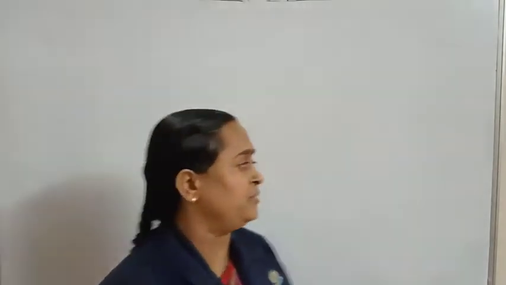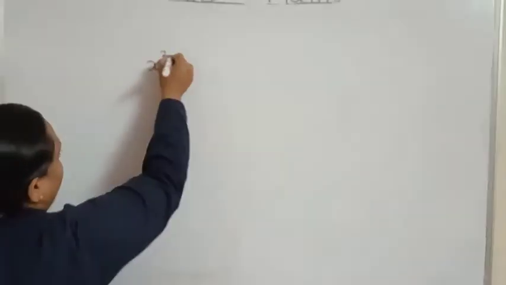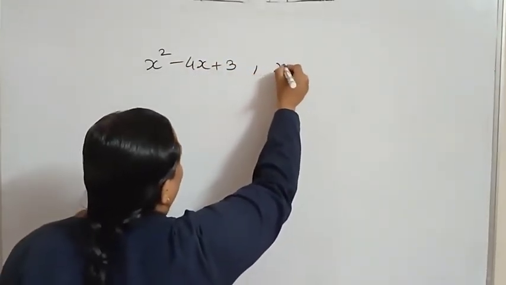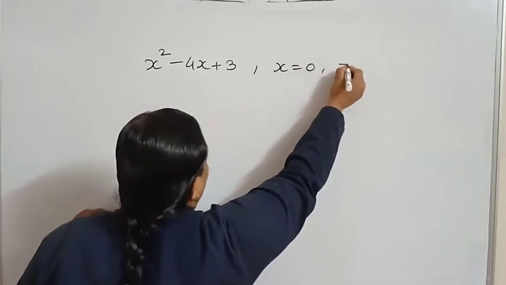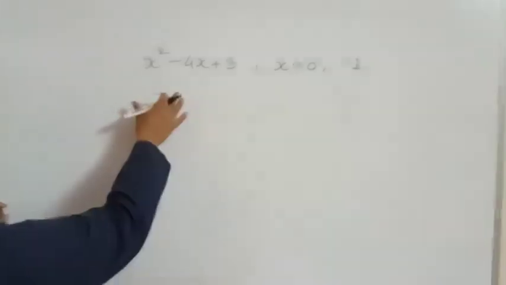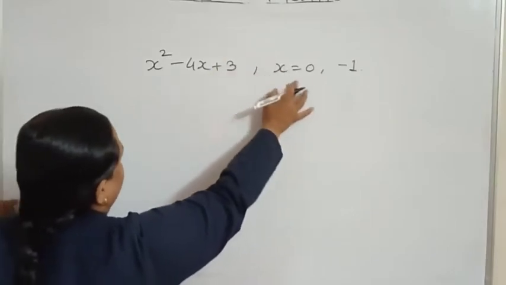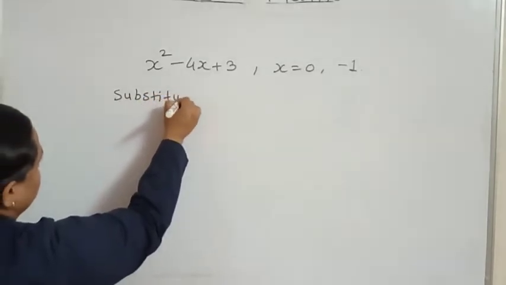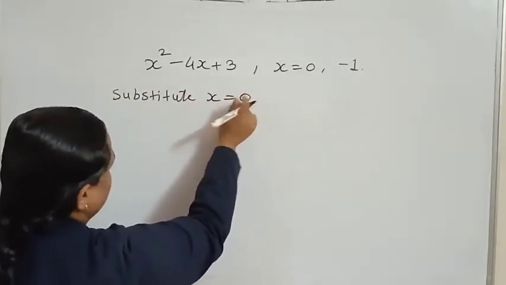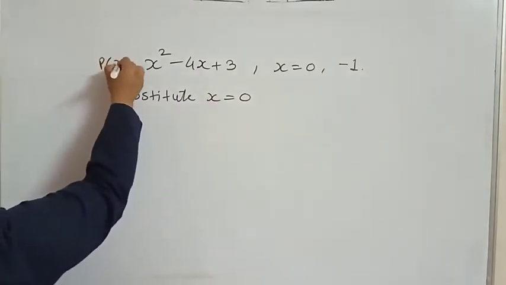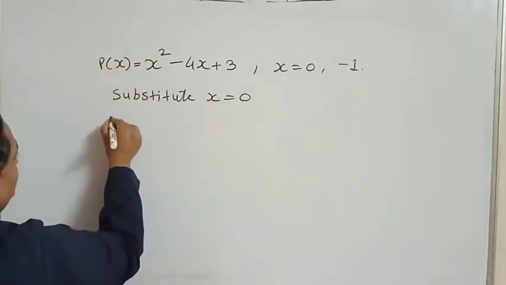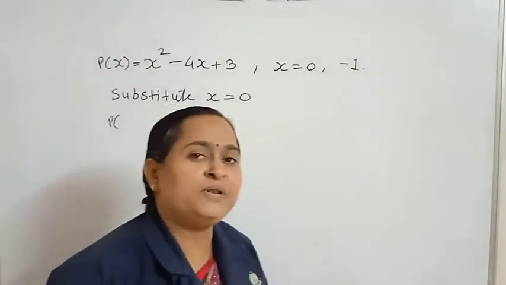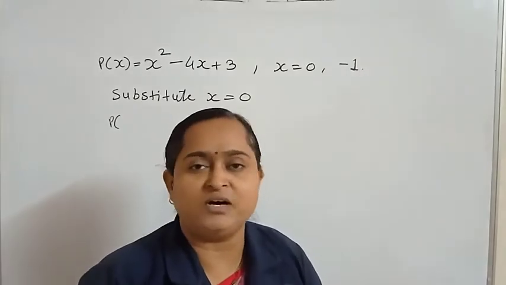Let's see an example. The polynomial is given as x square minus 4x plus 3 and you have to find the value for x is equal to 0 and x is equal to minus 1. First we will find the value of this polynomial for x is equal to 0. Substitute x is equal to 0 in the given polynomial. Now we can write p of x is equal to, then we substitute x is equal to 0. Wherever the variable is there, in place of the variable you have to write the given value.